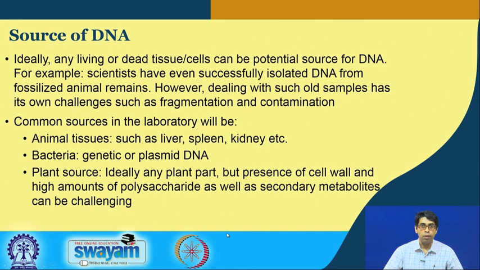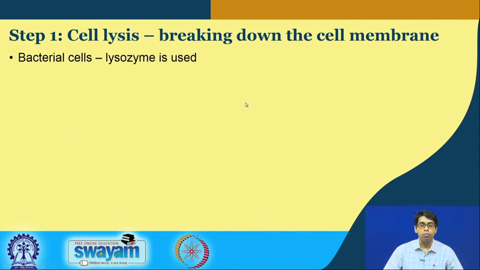So what are the steps? In this lecture, I'll just briefly go through the steps, and then I will talk about them in more detail in the next lecture. If we take the example of bacteria, the first step will be to break down the cell membrane. This is very similar to what we did during protein purification. In protein purification, we sonicated the bacterial cells, and we also used lysozyme. In this case, since we are going to use a very small amount of bacterial cells, we are not going to sonicate, we are only going to use lysozyme.